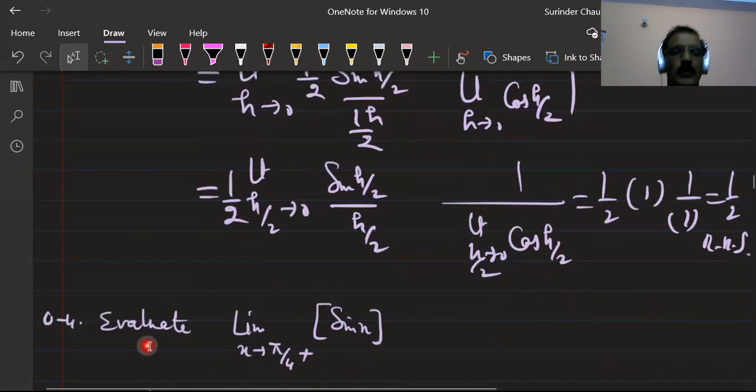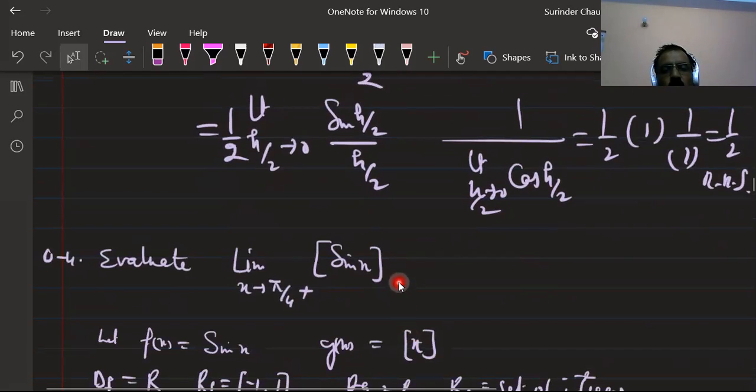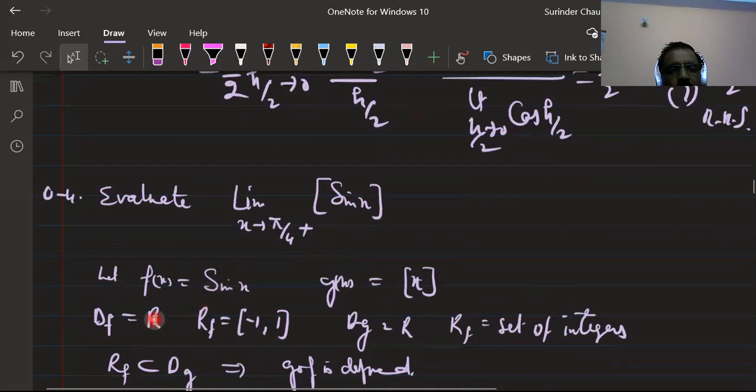Now again, evaluate the limit as x approaches pi by 4 from positive of the greatest integer function of sin x. Now we can solve this problem in 2 ways. Let f(x) equal sin x and g(x) equal the greatest integer function, the greatest integer less than or equal to x. Now the domain of sin x is all real numbers, and its range is from -1 to 1, closed interval, and g(x) has domain all real numbers and range the set of integers.